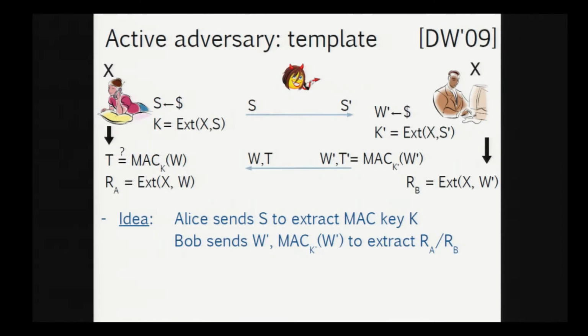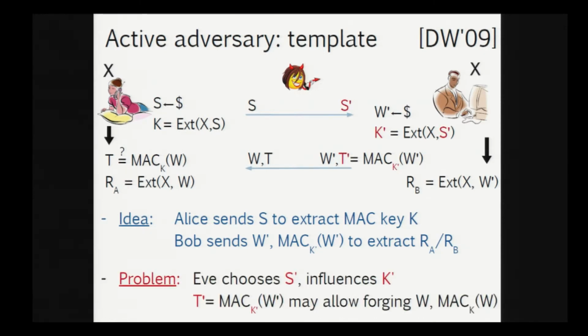Okay? So you can show, in fact, that if Eve is passive in the first round, this protocol is secure because Alice and Bob will each extract the same MAC key, and then the security of the MAC gives you what you want. But of course, there's no reason to assume that Eve is passive in the first round. And indeed, if Eve modifies the seed S to S prime to give Bob some different key K prime, the MAC that Bob computes may allow Eve to forge the MAC that she gives to Alice and force them to agree on different keys.